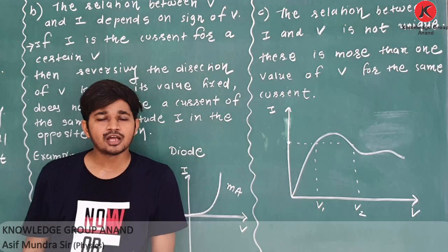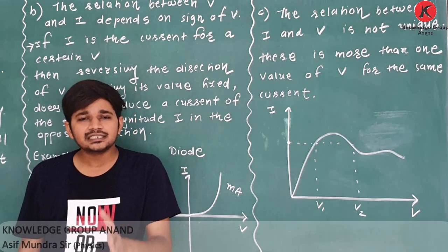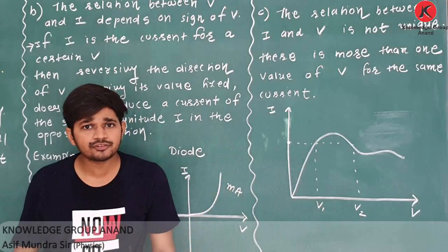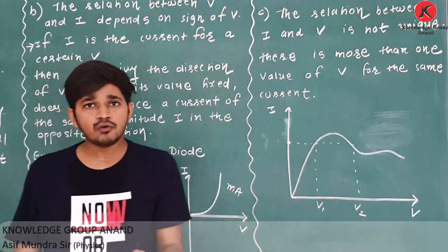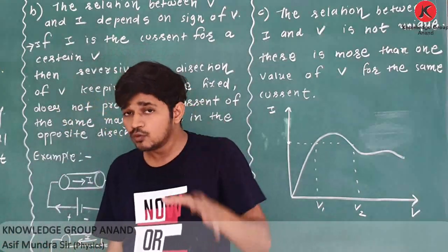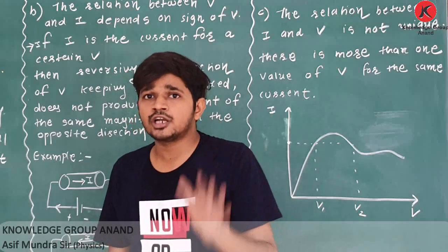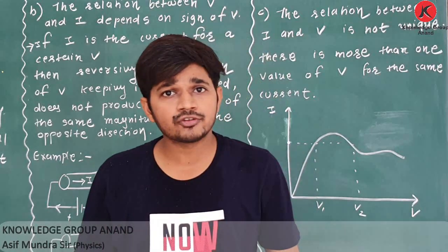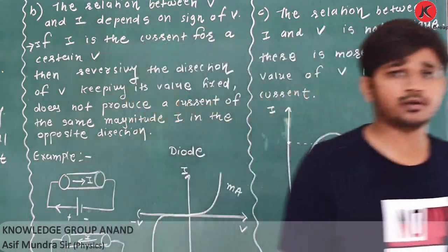Clear about this? So see, it is the third limitation of Ohm's law. Clear about this? Okay, what is Ohm's law? First of all, you have to be clear what Ohm's law is. Then after that you can understand these limitations. Clear about this? Pause your video and write down from the bottom.